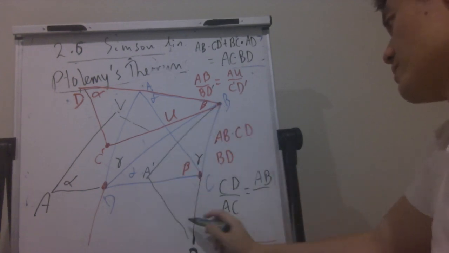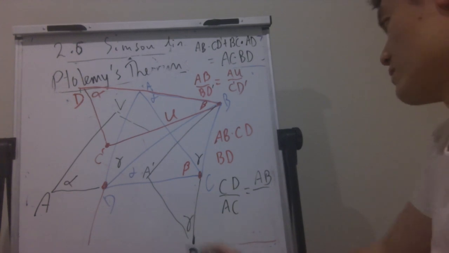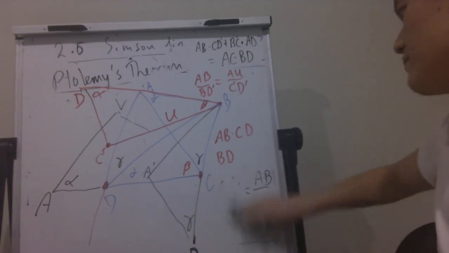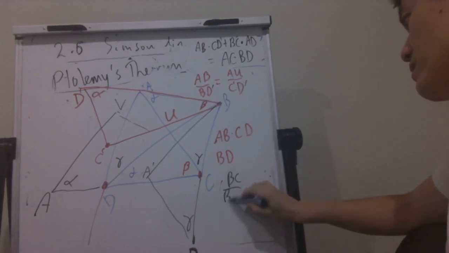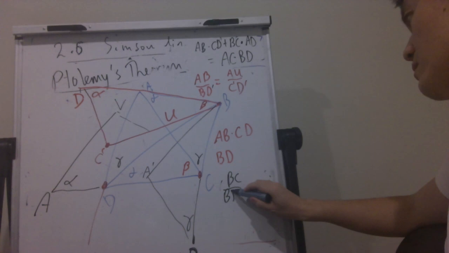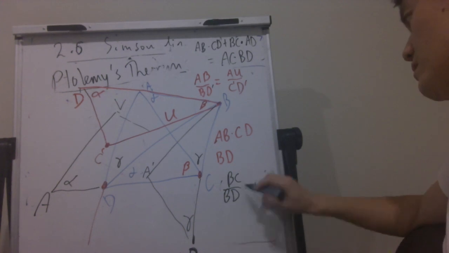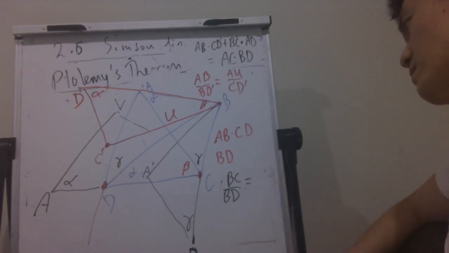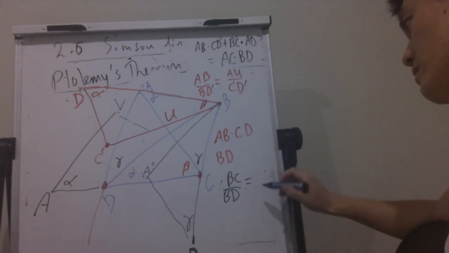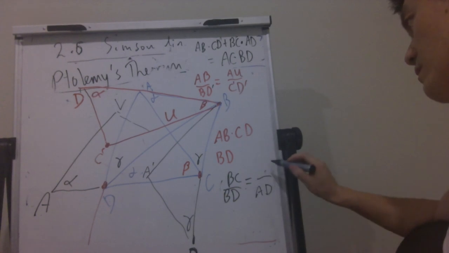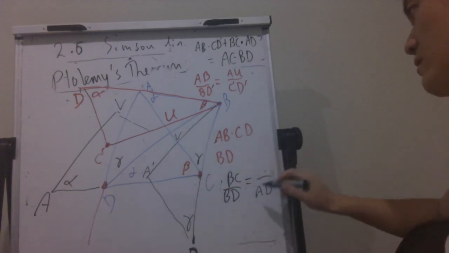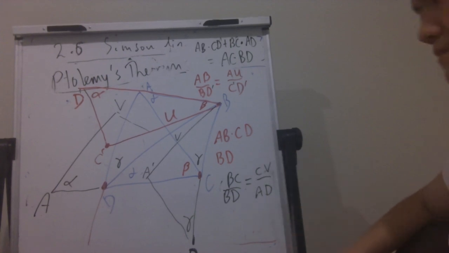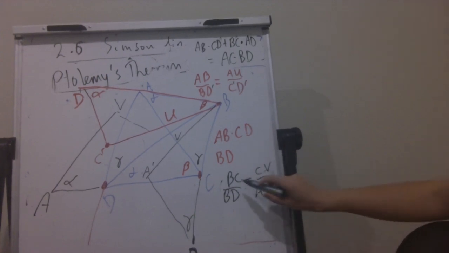And this is parallel. So then you get BC on BD. Why is it parallel? Because two gammas. AD over BD equals BC over CV. Wait, is this all similar triangles? Yeah, right. So now you get AD times BC.